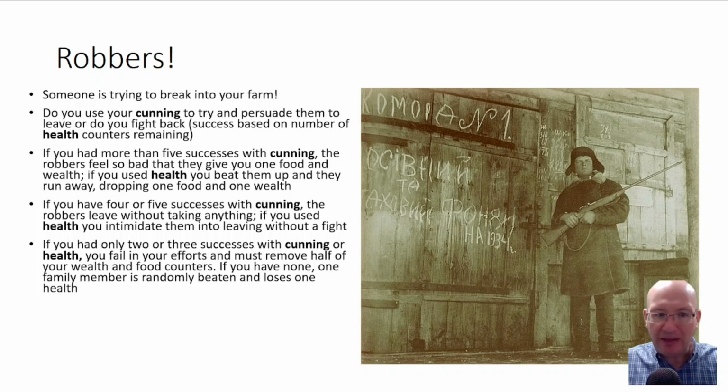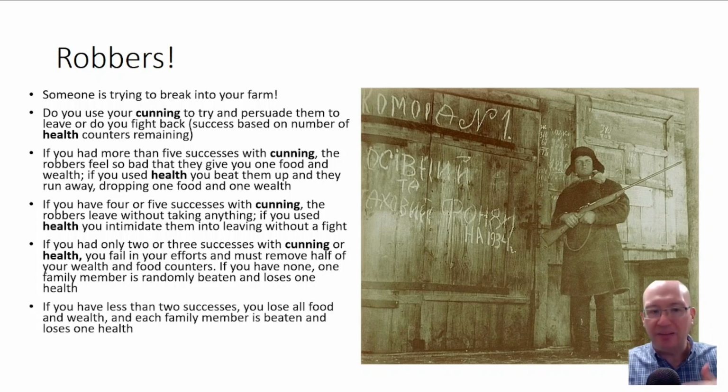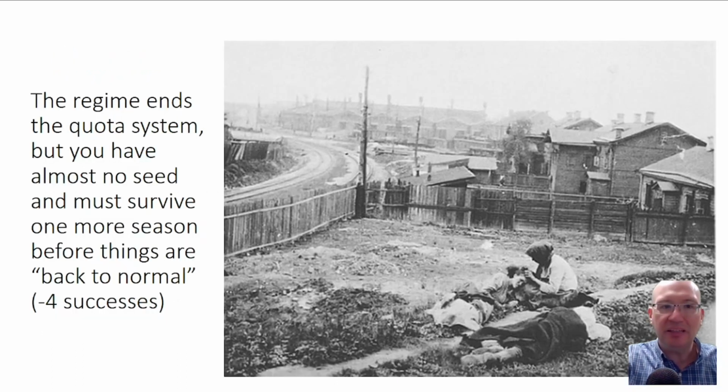So I said, okay, you lose half your wealth and food counters. If you have none, a family member is beaten. And then if you have less than 6, 2 successes, you lose all health and wealth, and each family member is beaten and loses 1 health. So that's basically the idea. And you can play around with it after you go through play testing to determine how things go. And then I could end it.